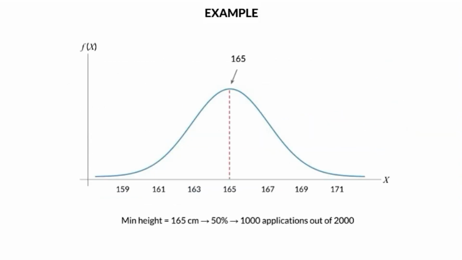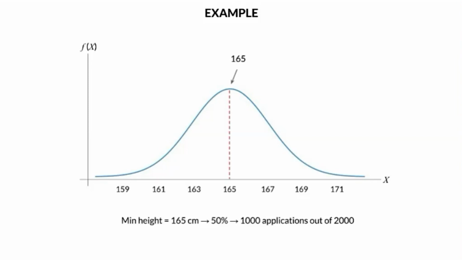So let's take the height distribution here. Now what does the normal distribution tell us? We have 2000 applications. The mean height is 165 centimeter. We know that the normal distribution is symmetric. Therefore, I can confidently say that about 1000 of the applications have height less than 165 centimeter, and about 1000 will have height greater than 165 centimeter, because 165 is the mean. And the heights of these 2000 applicants are following the normal curve.